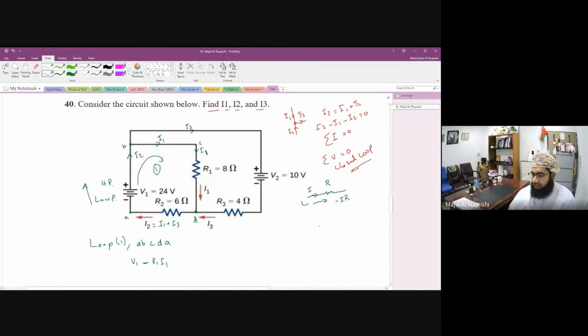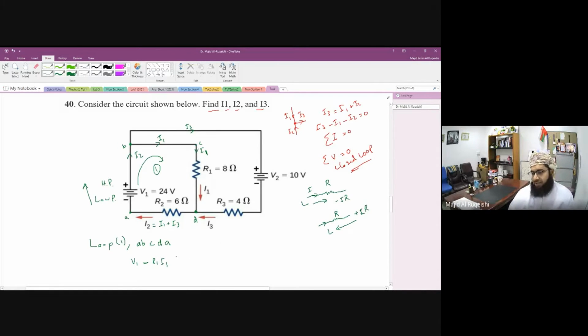But if the current is going in this direction, and this is another R, but our loop direction is here, and you choose the loop to be opposite to the direction of the current, in this case only, and only in this case, the drop of the voltage will be positive I into R. It will be positive V here. Why is that? Because your loop path direction is opposite to the original current direction. Don't forget this.